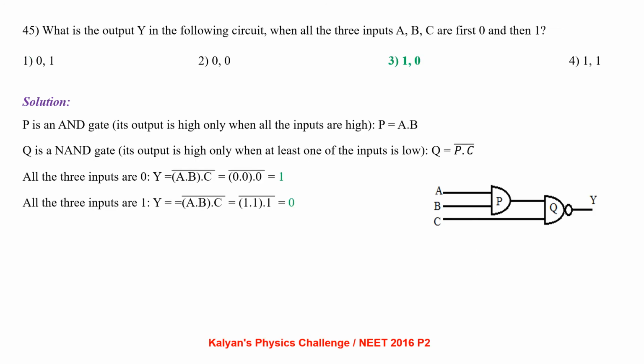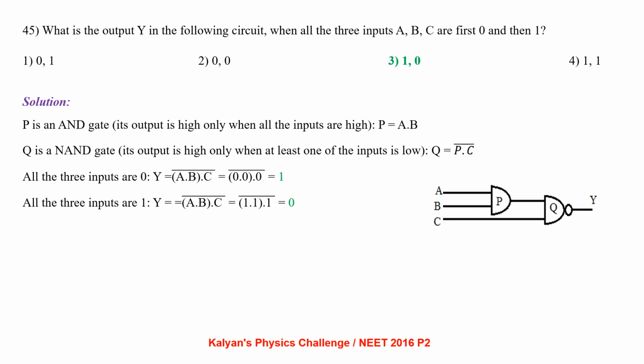What is the output Y in the following circuit when all the three inputs A, B, C are first 0 and then 1? As we see, P is an AND gate. The output is high only when both inputs are high. And Q is a NAND gate. Its output is high unless all the inputs are high. The output of P is A dot B while the output of Q is (P dot C) whole bar.